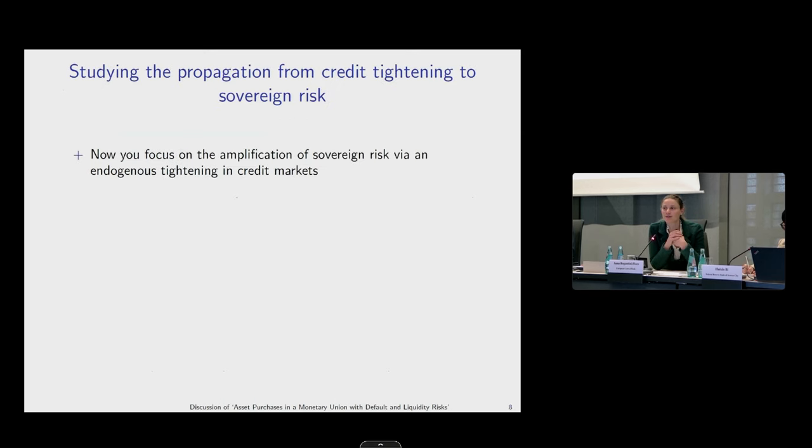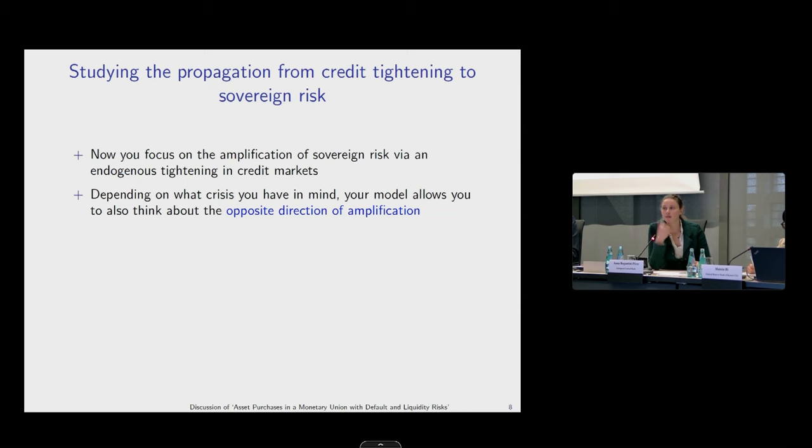My second comment is on the propagation of the shock. So at the moment, you've mainly focused on the amplification going from sovereign risk via this liquidity risk channel through to a tightening in credit markets. But of course, it depends a bit on what crisis you have in mind when you model. But I think your model allows you to also think about the opposite direction of amplification. Everything is already there.